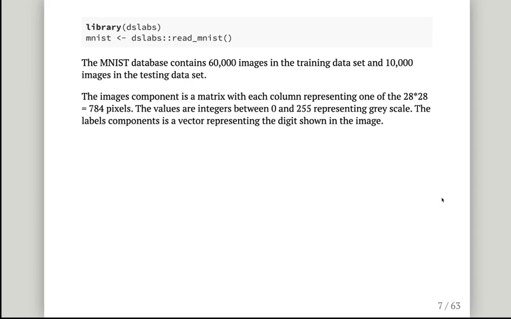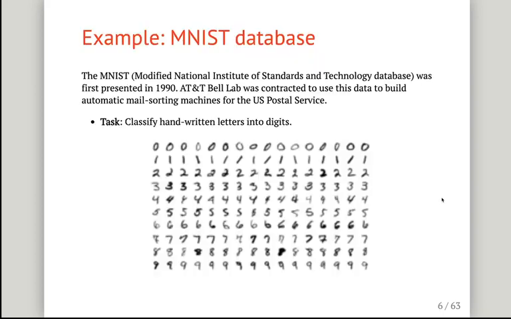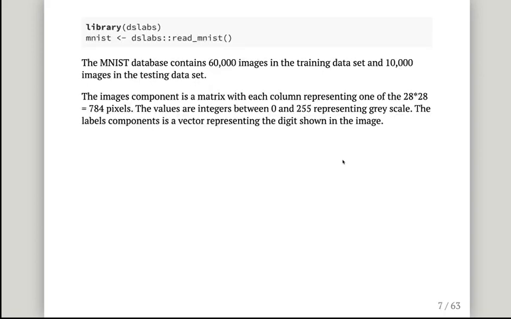The image component is a matrix. Each column of this matrix represents one of the pixels in this image. Each image is a 28 by 28 pixel grid, so there are 784 total pixels in each image. The values in this dataset are integers between 0 and 255 that represent grayscale. The labels component is a vector representing the digit shown in the image.